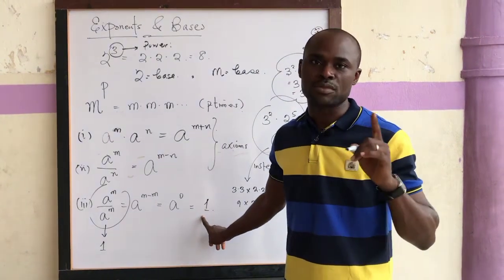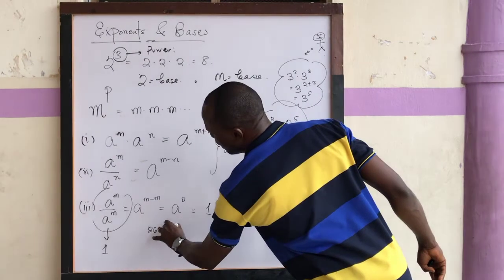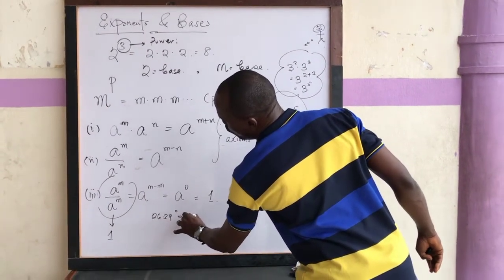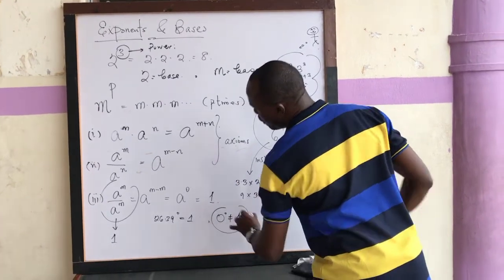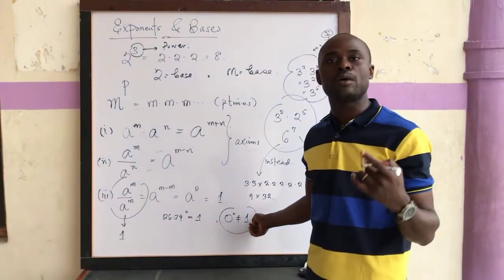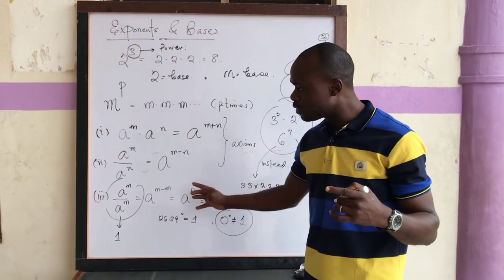Please, any number except 0 itself. So any number you have, maybe like 26.39 raised to the power of 0 will give us 1. But please, 0 raised to the power of 0 is not 1. Please, so take note. So that's why when we say any number, we say except 0. So take note of this.